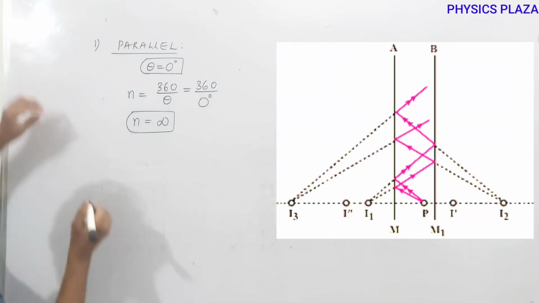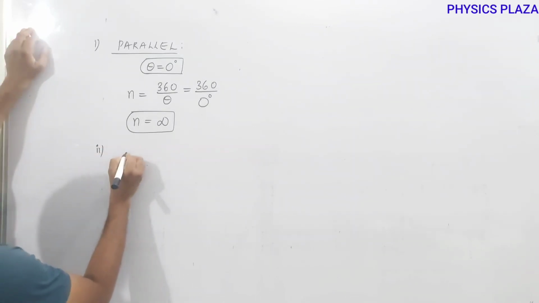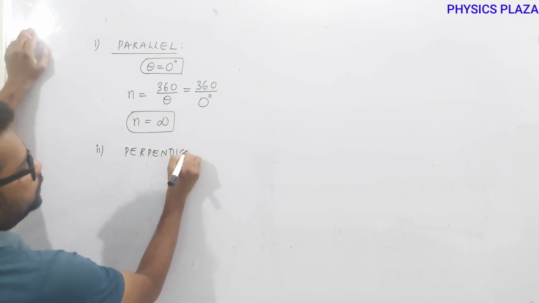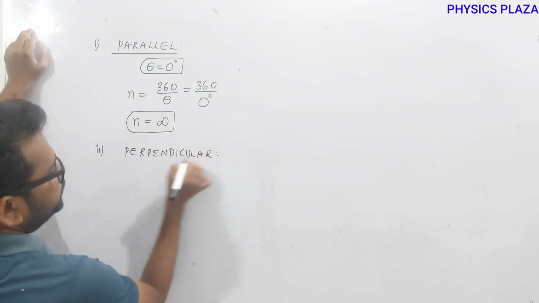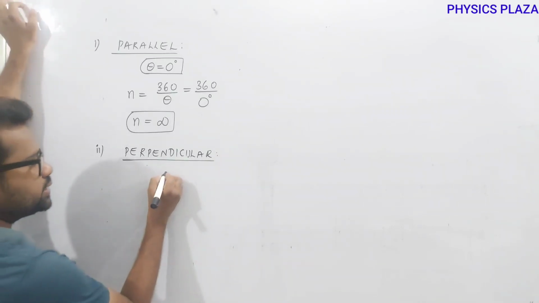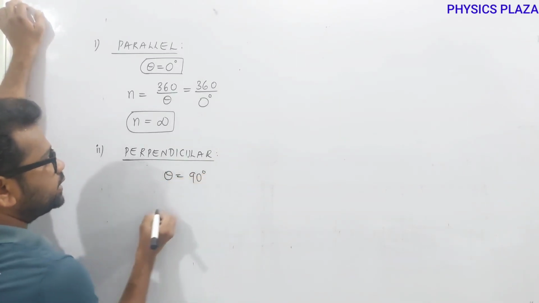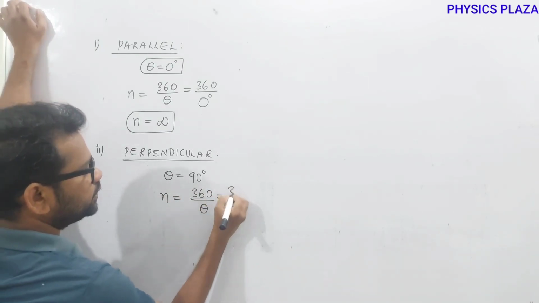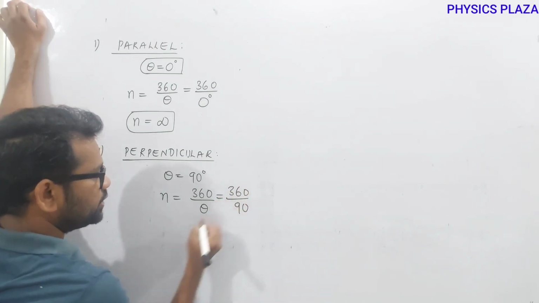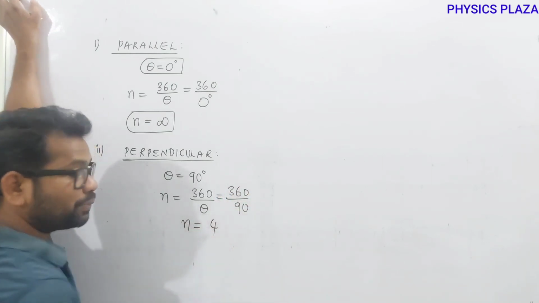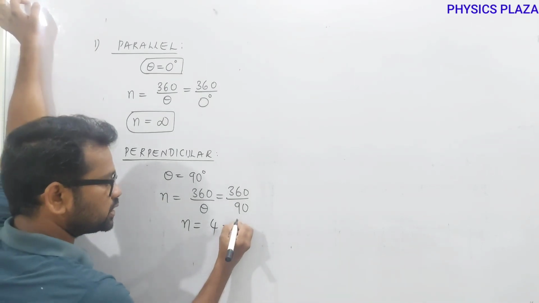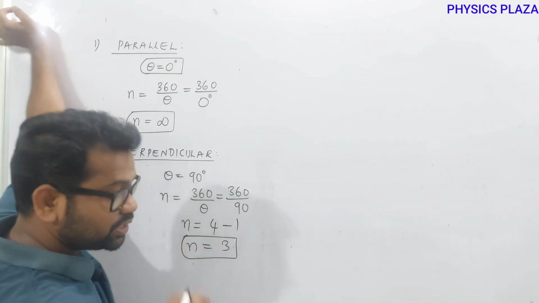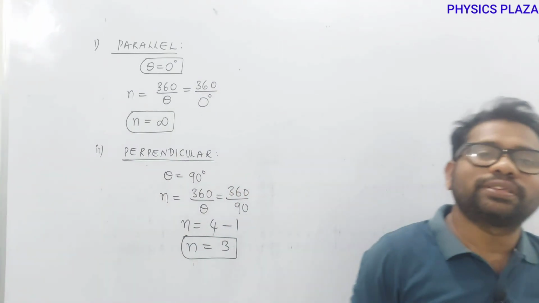Okay, fine. And the second one is if two plane mirrors are perpendicular to each other. Let us check once again. If theta is equal to 90 degrees, then n is equal to 360 by theta, that is 360 by 90. So n is equal to 4. But children, 4 is an even number, so it is n minus 1. So the total number of images formed when two plane mirrors are placed perpendicular to each other is how many, children? 3 images are formed.